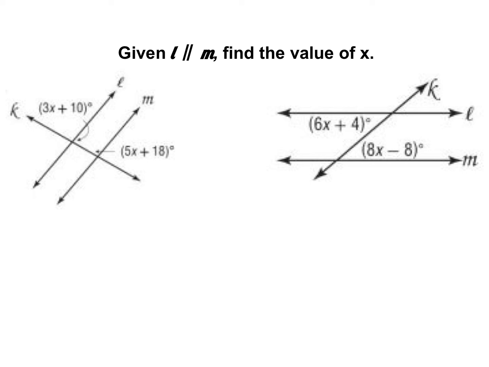So let's begin here. With this first example, these two angles are on the inside. They're called consecutive interior angles. When these lines are parallel, consecutive interior angles add up to 180. So the way that I set up this problem is I say the first angle plus the second angle has to equal 180. And then I combine like terms and I solve for x.